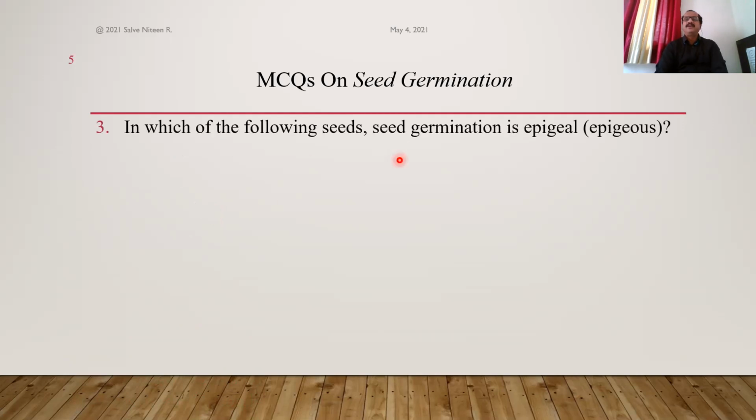In which of the following seeds is seed germination epigeal or epigeous? So options are given. Now peas, maize and coconut are examples of hypogeal. So you must know the examples. Here, epigeal or epigeous type of seed germination is shown by beans. So here the answer is B.